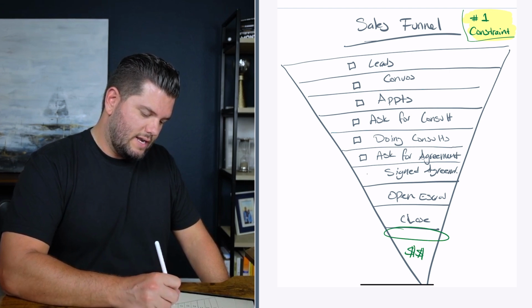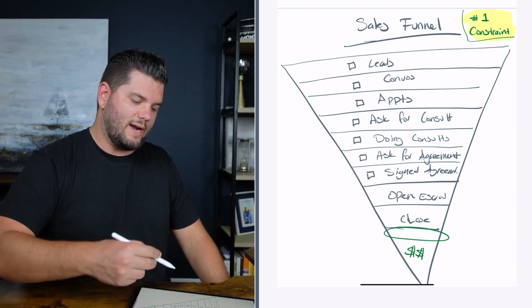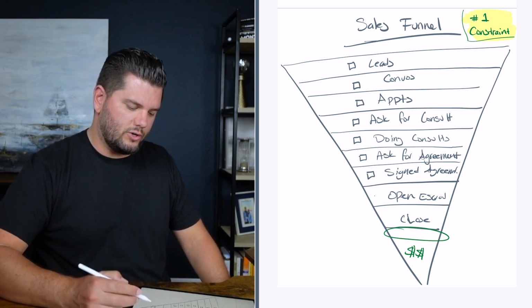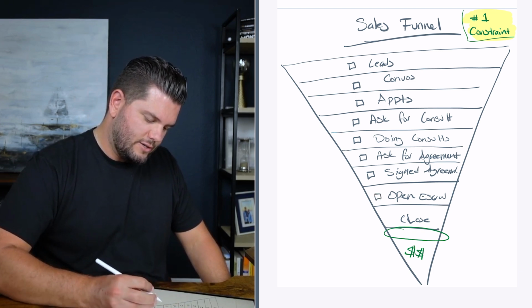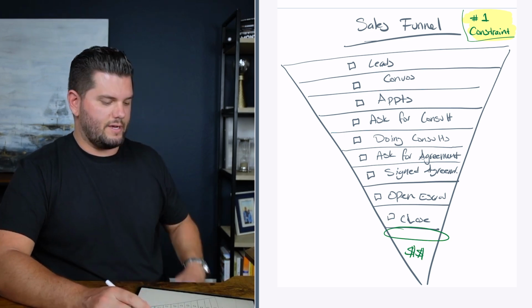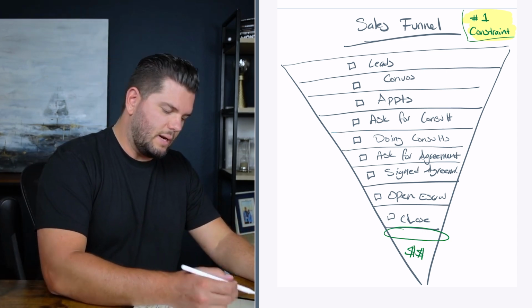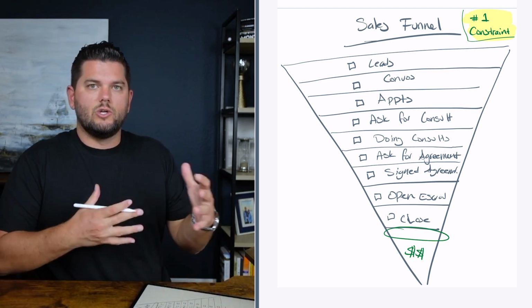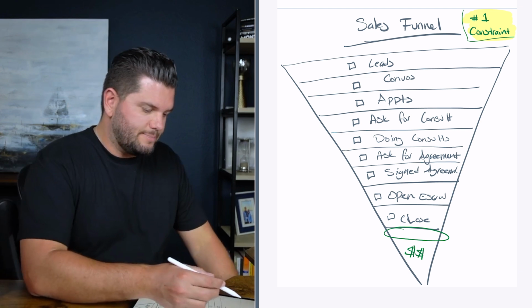And then if you are not getting your agreement signed, so you're doing consults, you're asking for consults, you're just not getting the actual agreement signed, we can work on your closing there. And then your opening, escrows, and closing is going to really be for a different video. So let's walk through this. Now I'm going to talk about how you solve each individual one, or at least how I train my team to solve each individual constraint.